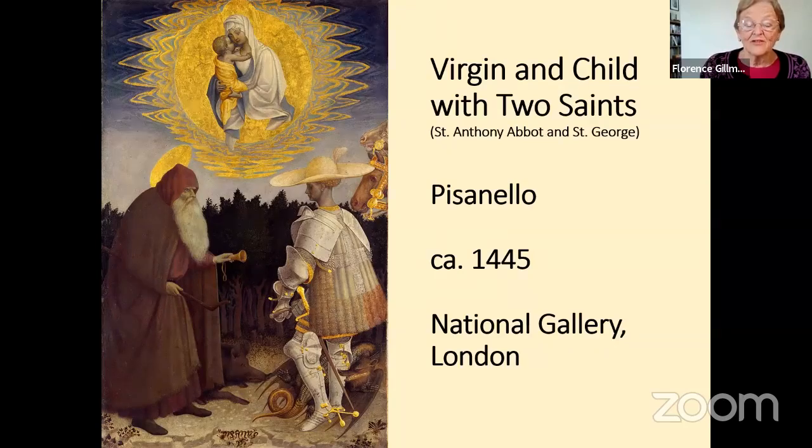This is a 15th century painting. Again, you see Anthony on the left, and now this is St. George on the right, looking very dapper in his 15th century outfit. This painting is very unusual because it's got a Madonna and Child at the top, which doesn't seem to relate very much to what is at the bottom.